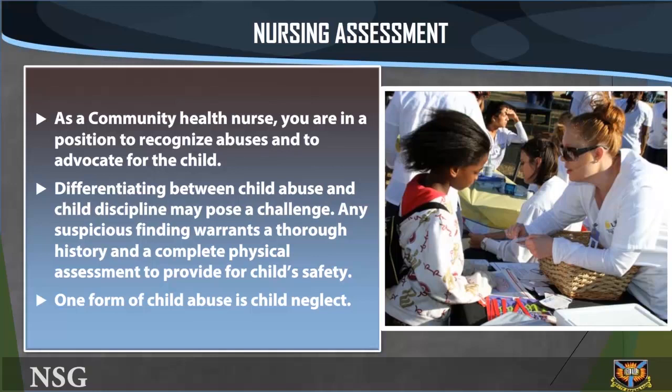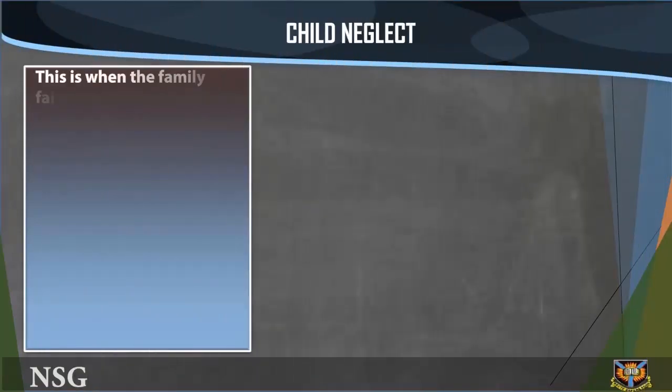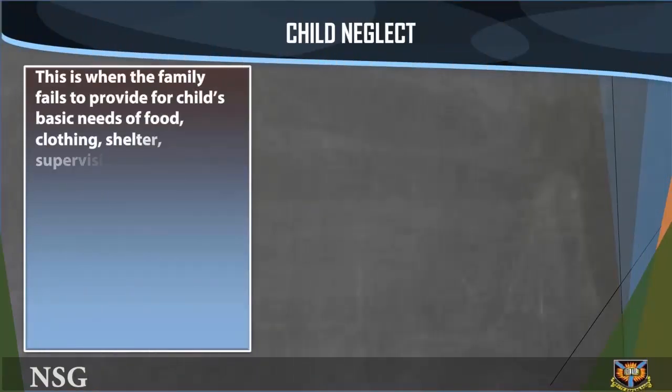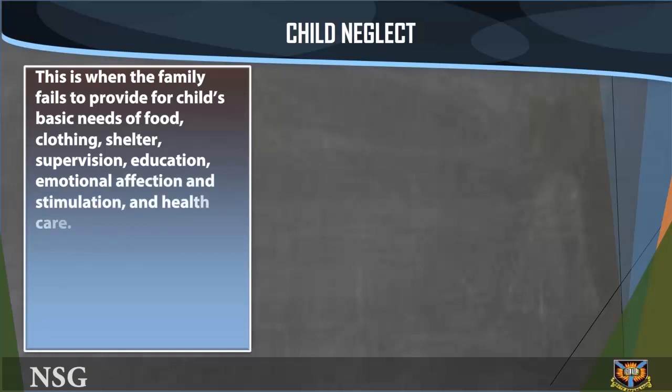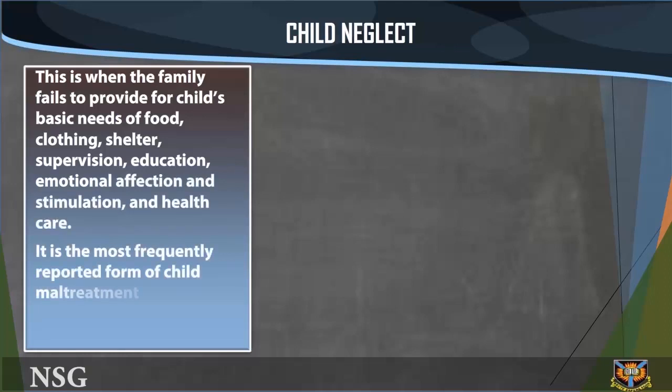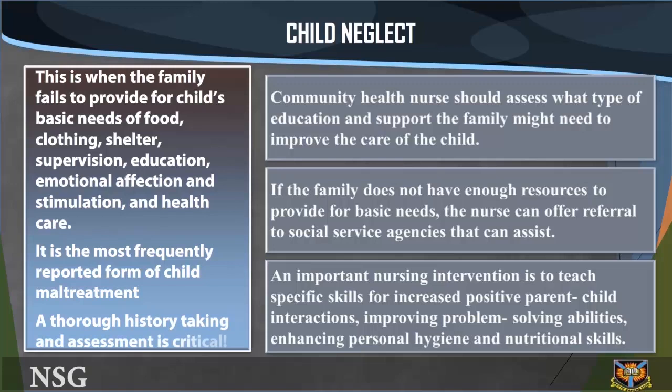One form of child abuse is child neglect. What does it mean to the family, the community, and the community health nurse? 2. Child neglect. This is when the family fails to provide for the child's basic needs of food, clothing, shelter, supervision, education, emotional affection and stimulation, and health care. It is the most frequently reported form of child maltreatment.